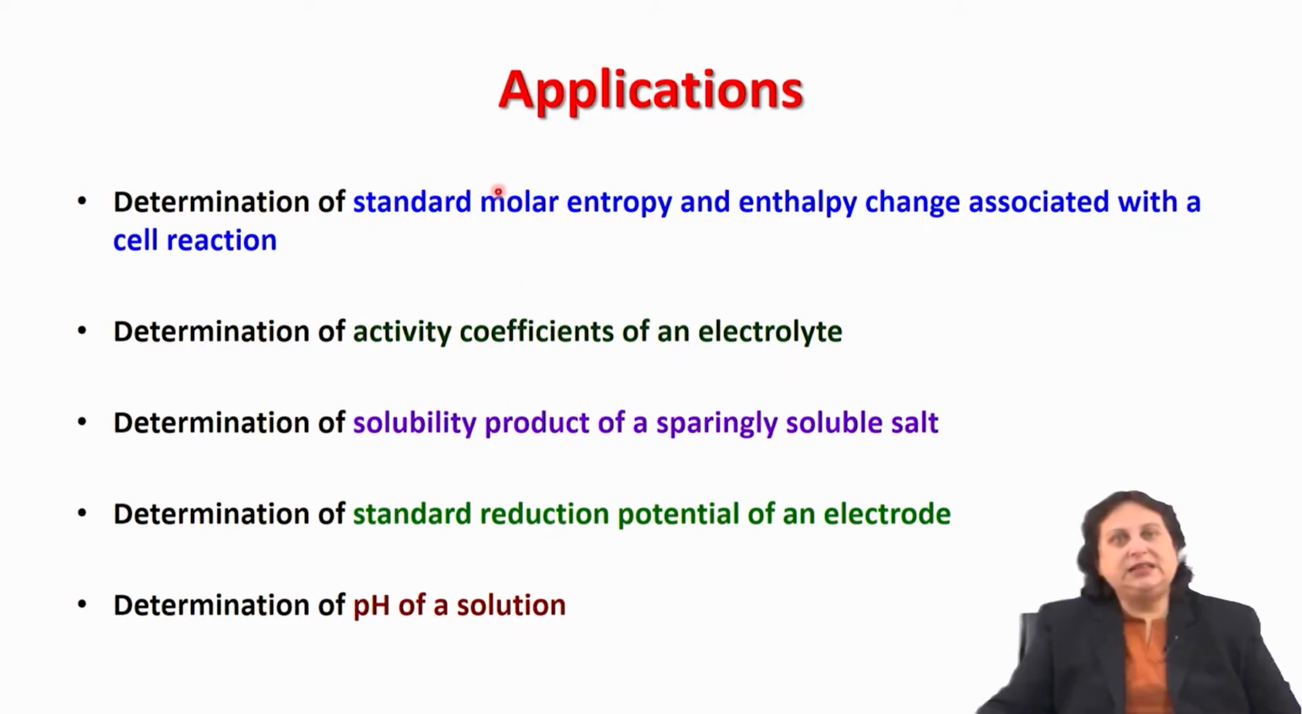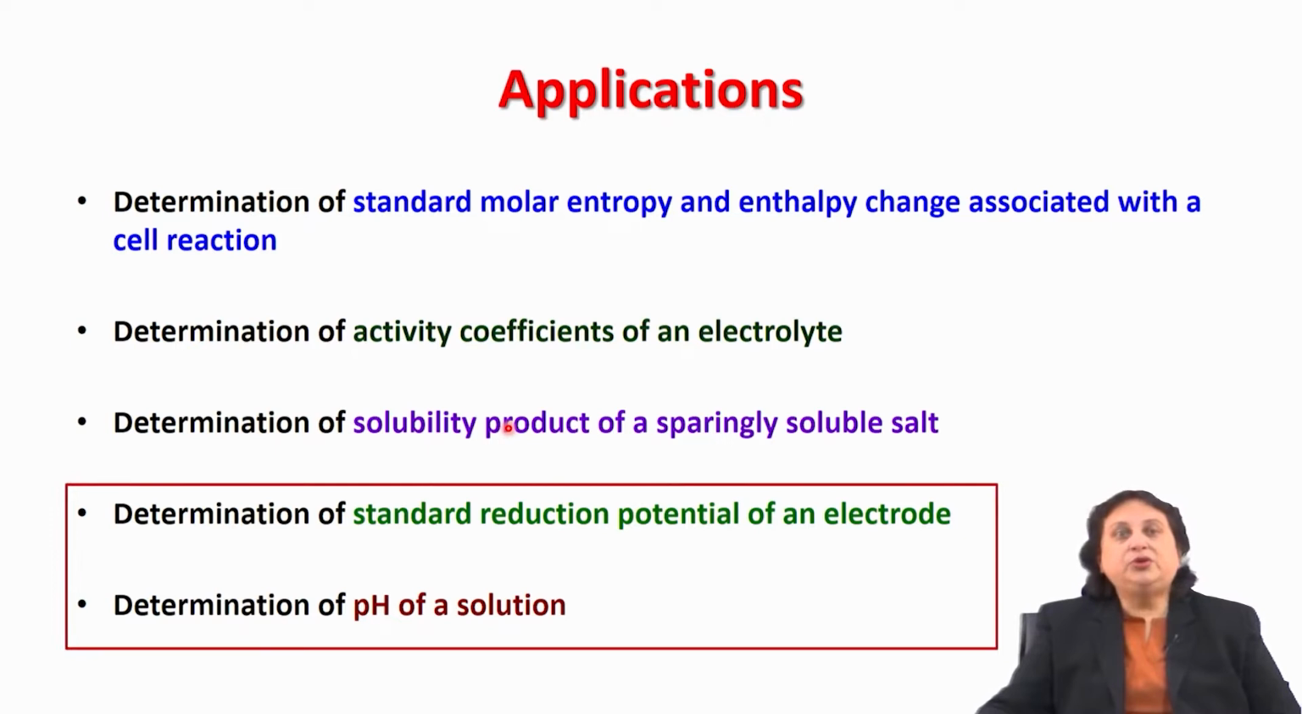We have already seen the determination of standard molar entropy and enthalpy change associated with a cell reaction. We have talked about how to determine activity coefficients of an electrolyte and find out the solubility product of a sparingly soluble salt. So, today we are going to talk about determination of the standard reduction potential of an electrode, and then also have a look at how to determine the pH of a solution.